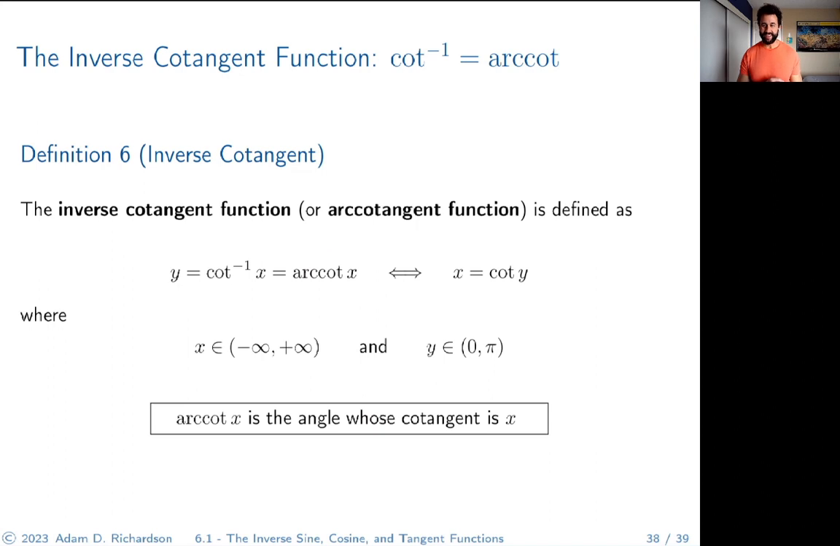And then last but not least, arc cotangent, or the inverse cotangent function. How do you define it? y equals arc cotangent of x means x equals cotangent of y. This one is a little bit different: the domain is restricted to 0 to pi. But how you answer these questions intuitively is just this again. Arc cotangent of x is the angle whose cotangent is x. So it seems a little bit funky, but that's it.